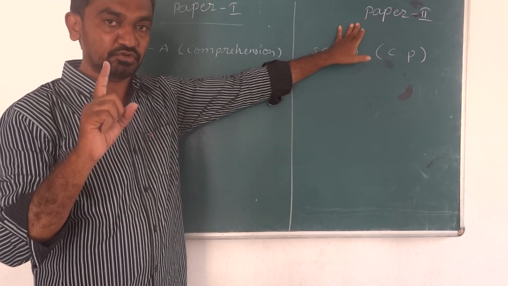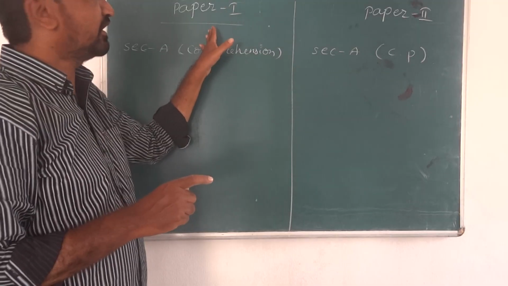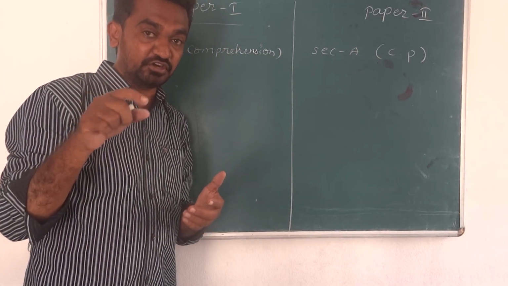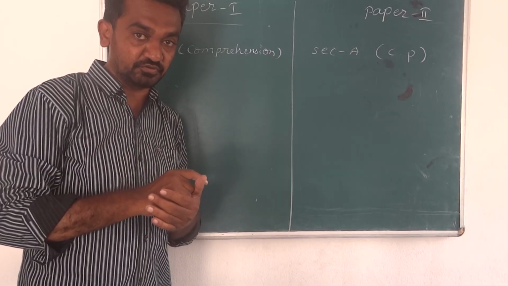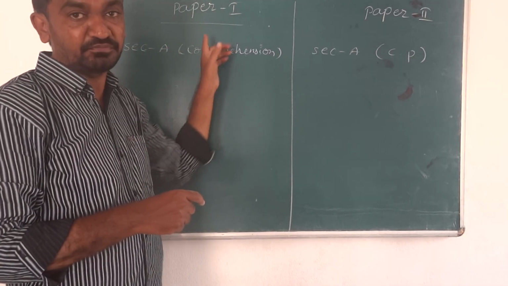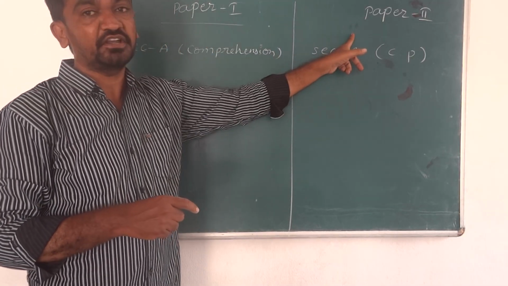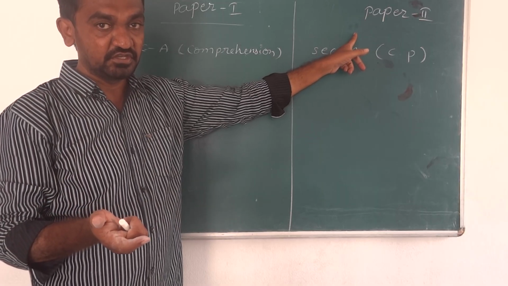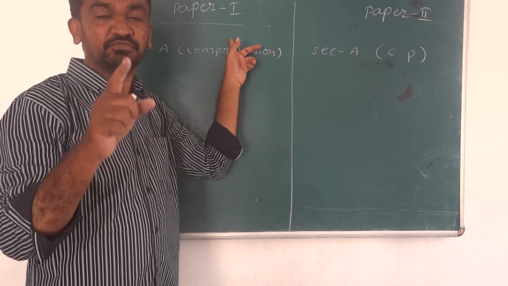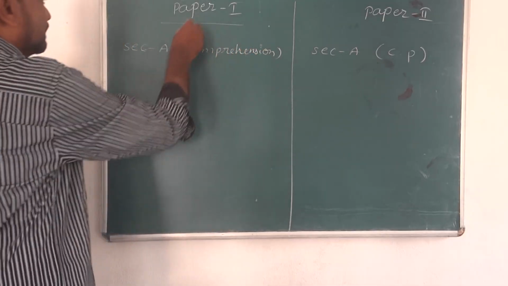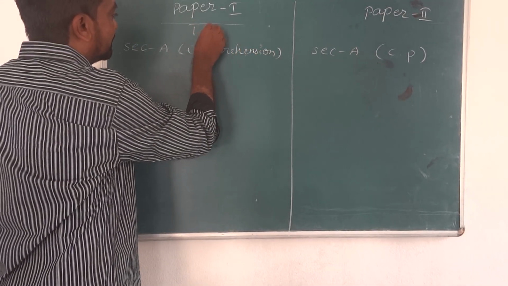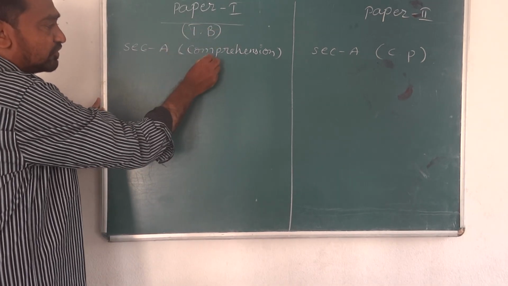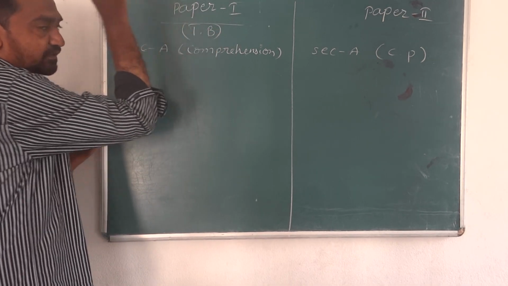Paper 2 is the unknown, and paper 1 is the known, which you learn in your class from your teacher through the textbook. Here every bit comes from the textbook, and paper 2 is independent of the textbook. Here the passages are general, and here the passages come from your textbook. Paper 1 is TB, meaning textbook, and Section A comprehension passages comes from the textbook.